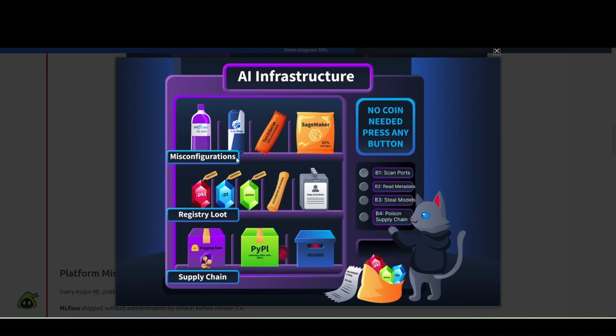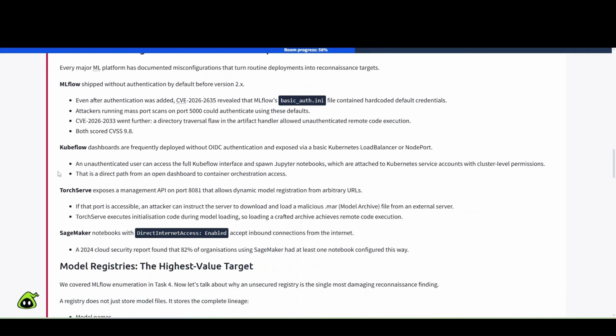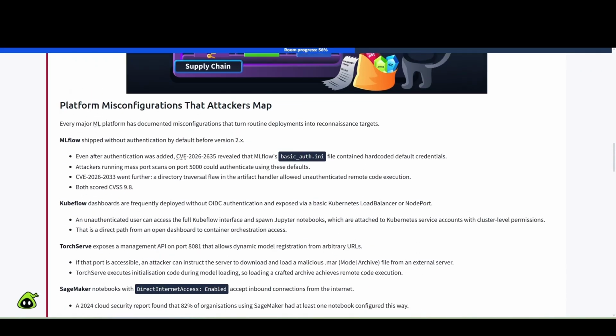Okay, so another fancy infographic here. AI infrastructure: configurations, registry loot, supply chain. We have scan ports, read metadata, steal models, and poison supply chain. Interesting. Okay, so platform misconfigurations that attackers map.